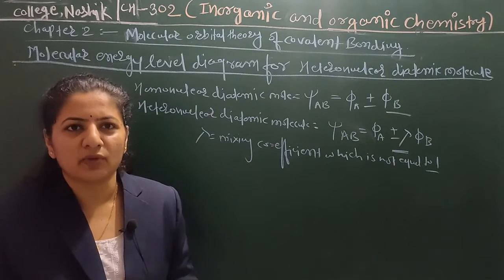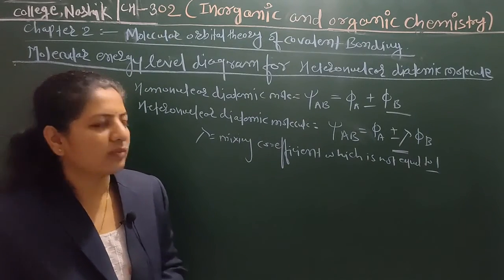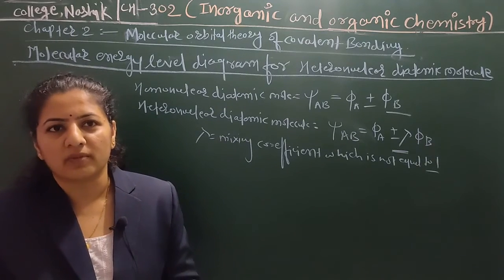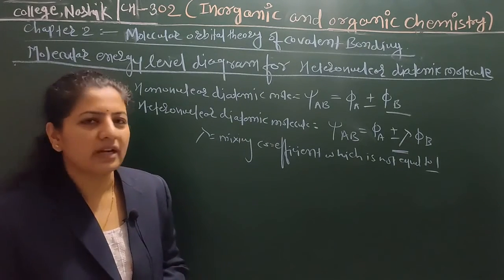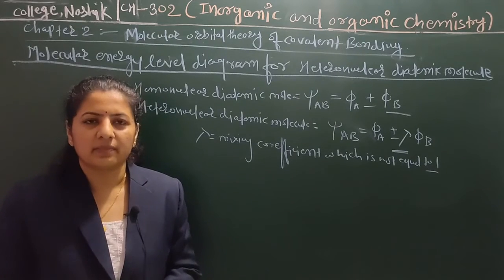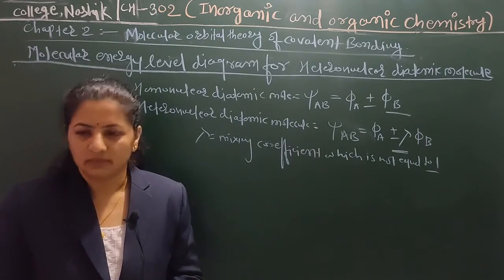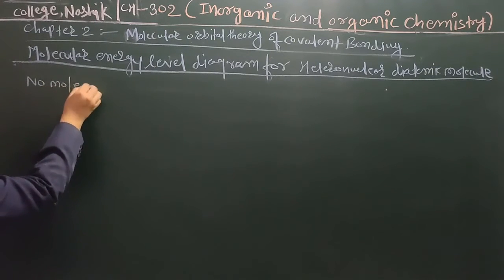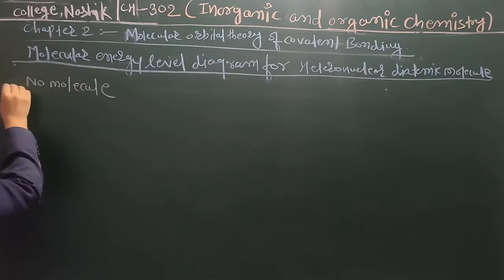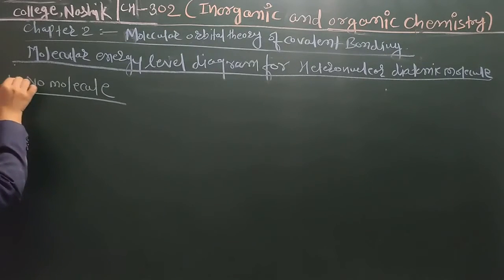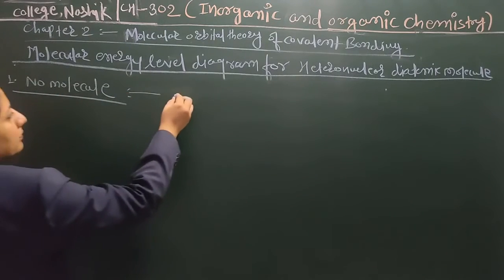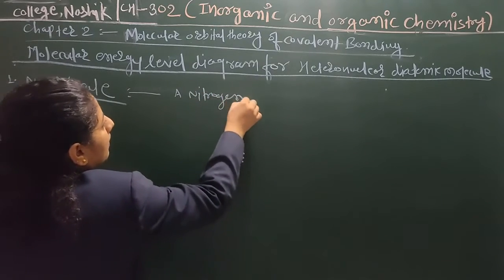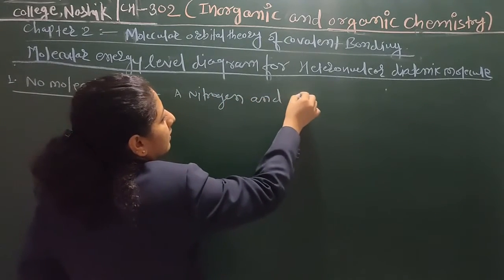Like homonuclear diatomic molecules, heteronuclear diatomic molecules can also combine to form molecular orbitals. So let's discuss the heteronuclear diatomic molecule. In the first example, the NO molecule, a nitrogen and an oxygen atom combine.